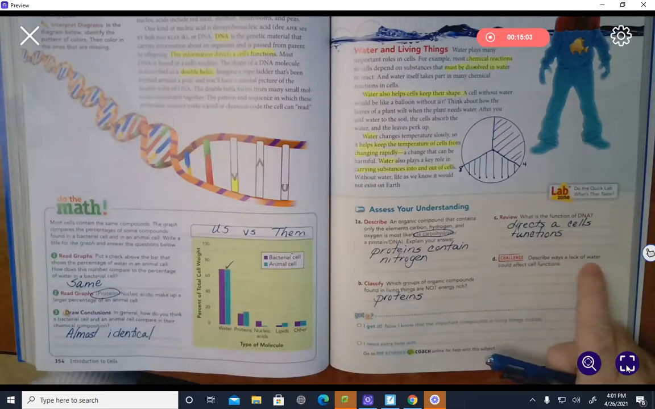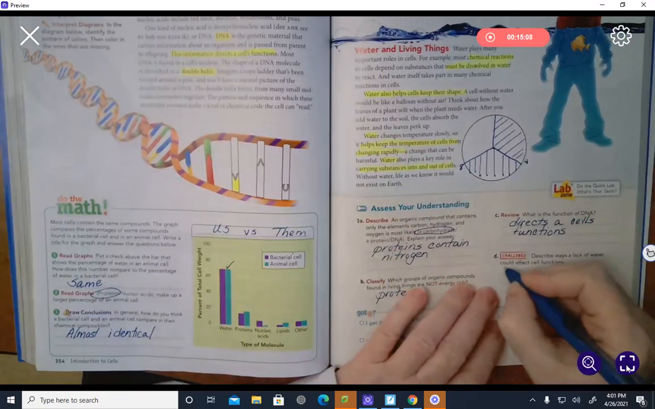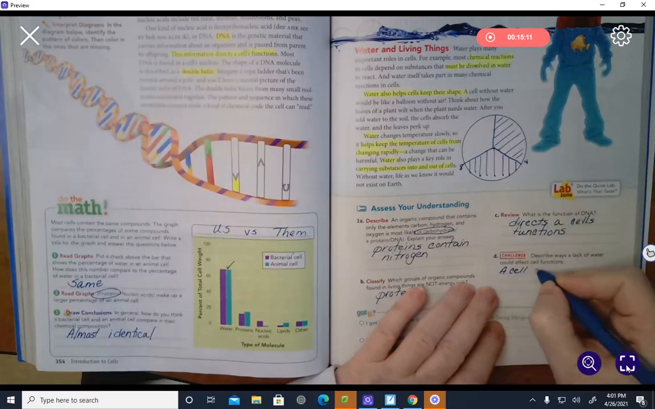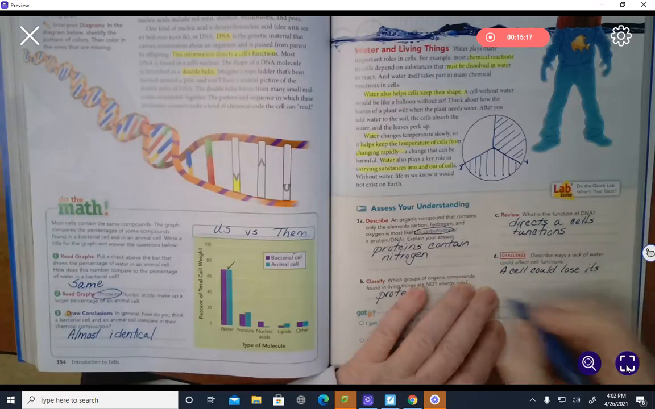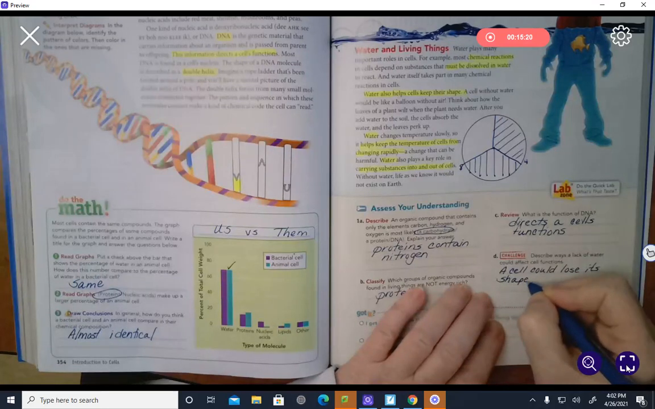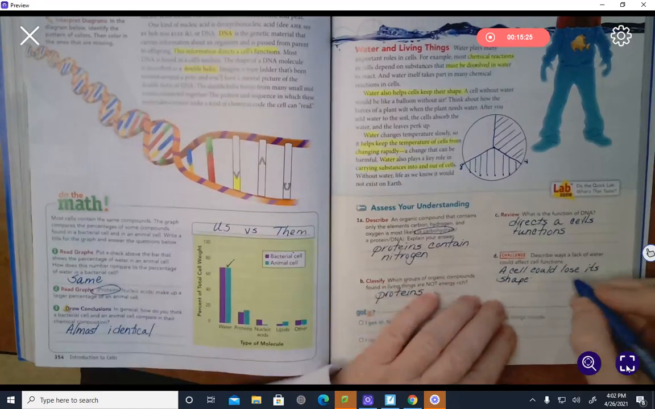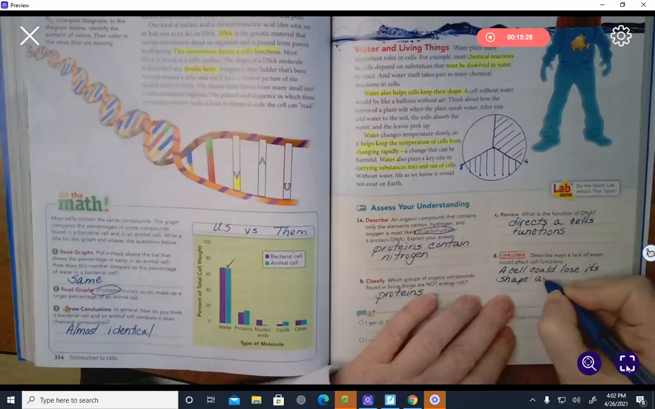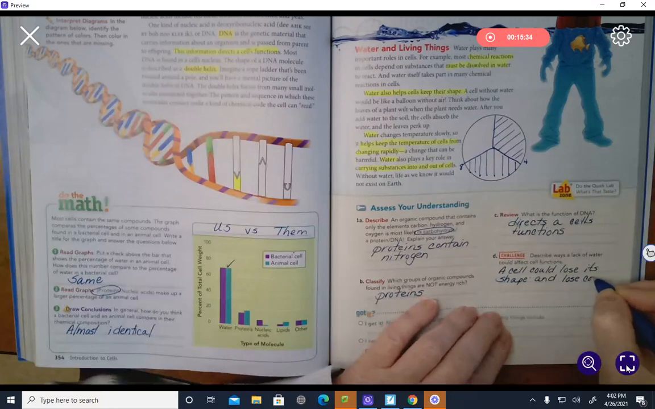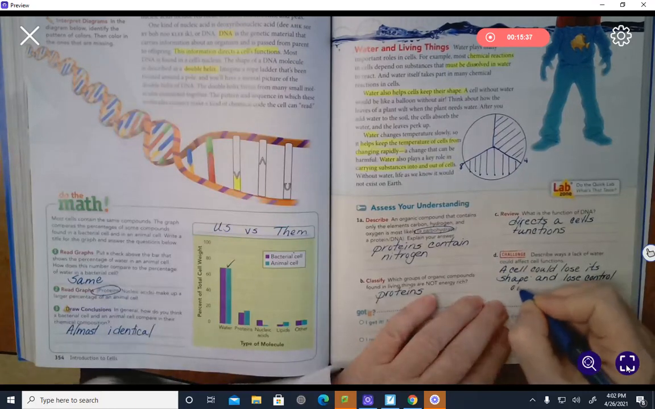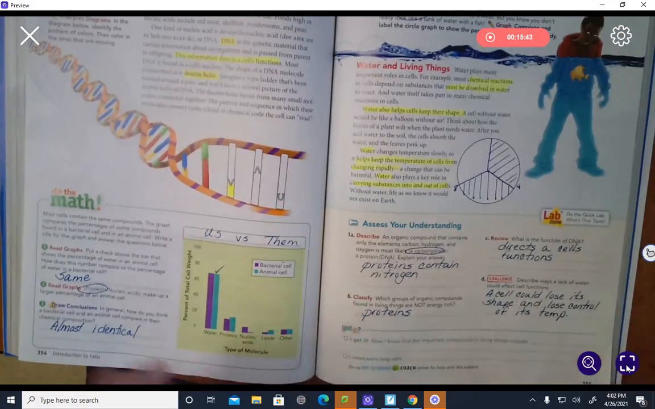Describe ways the lack of water could affect the cell's functions. If you go up here, a cell could lose its shape, and lose control of its temp. Now, that whole thing took us about 15 minutes.